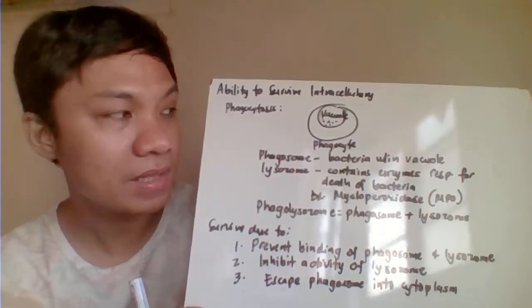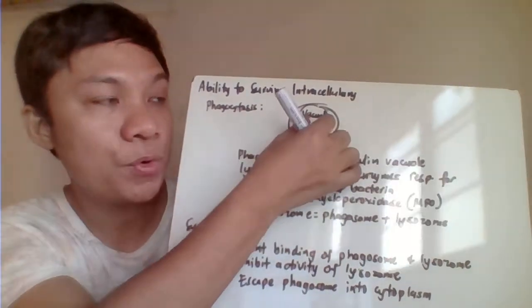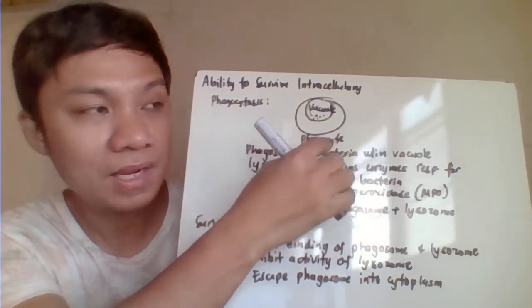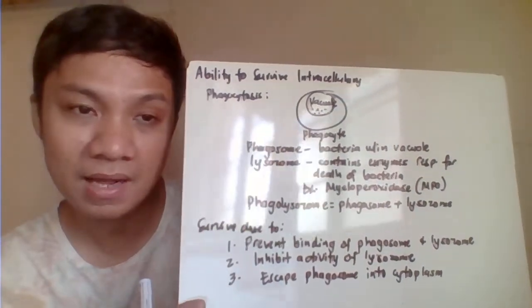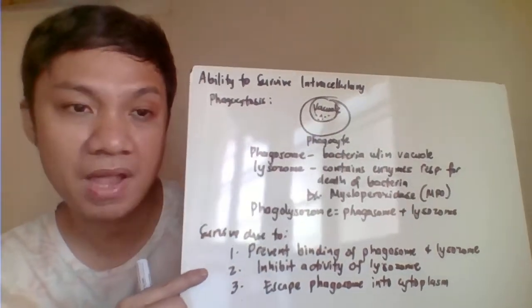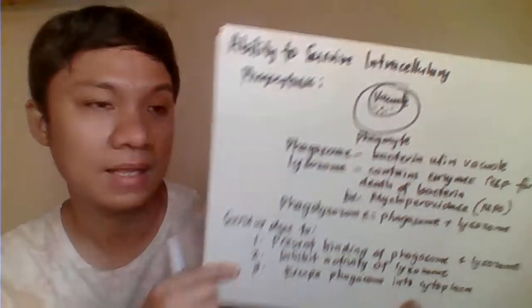Third one, some of your bacteria try to escape your phagosome. So from inside the phagosome, they go to the cytoplasm. Once the bacteria are in the cytoplasm, they cannot be killed, and therefore they are able to survive intracellularly.